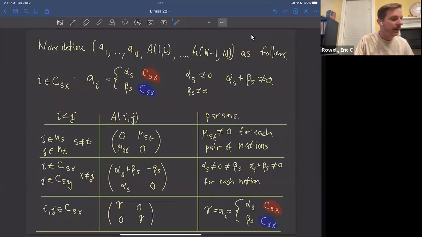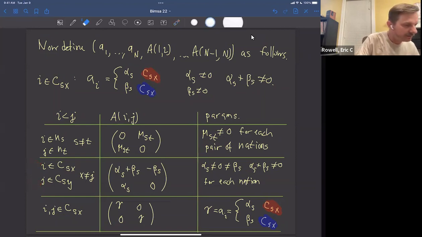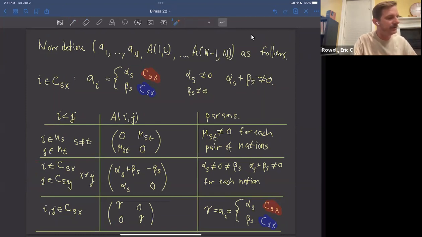Okay. Now, if i and j live in the same nation, but distinct counties, so let's see, there's a little typo here. That should be Oij. Okay, so if they live in distinct counties in the same nation, that's when you get this interesting one. So this is what you will assign for that matrix here. Alpha S plus beta S, minus beta S, alpha S. And again, these conditions I've already given you. So for each nation, you have 2 new variables, at least if the nation has more than 1 county. Okay. And then finally, suppose that i and j actually live in the exact same county.